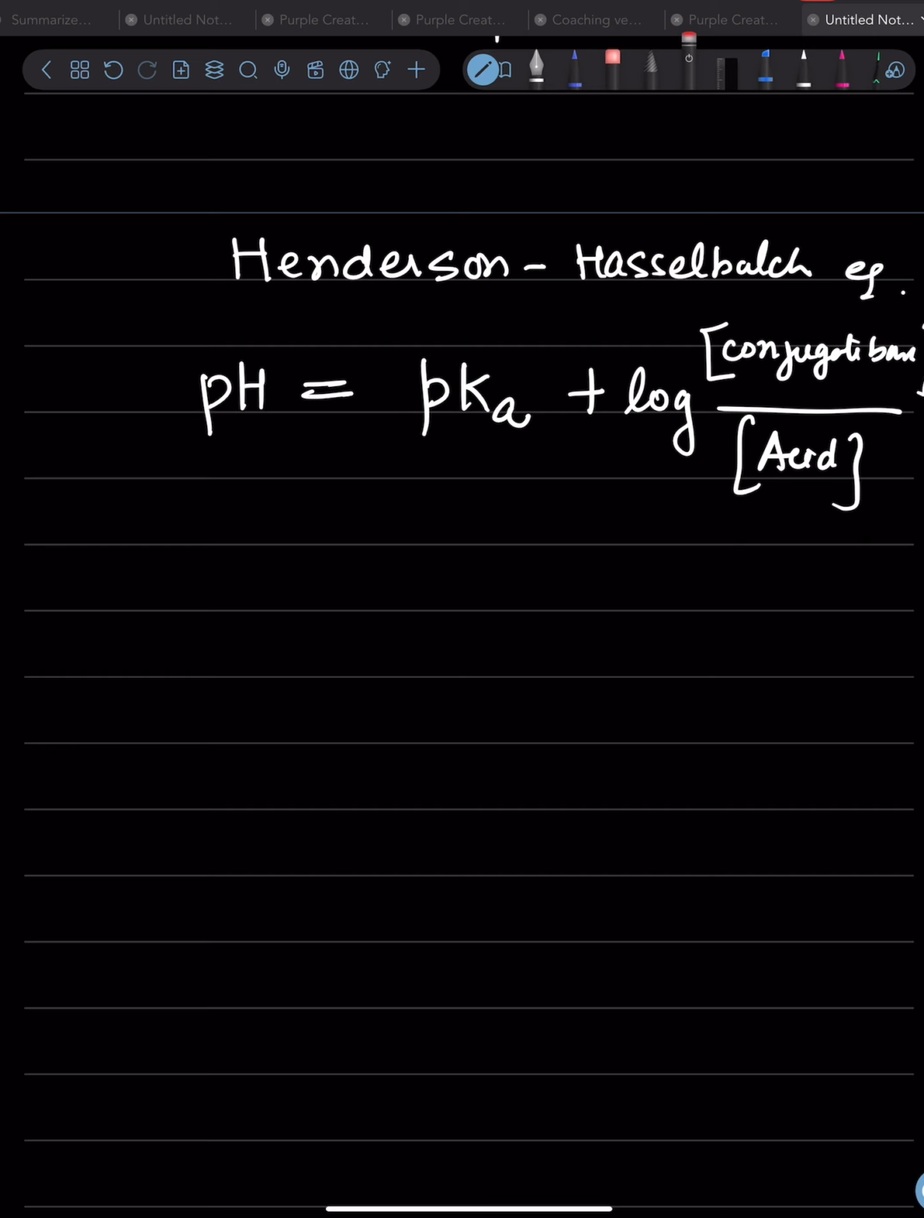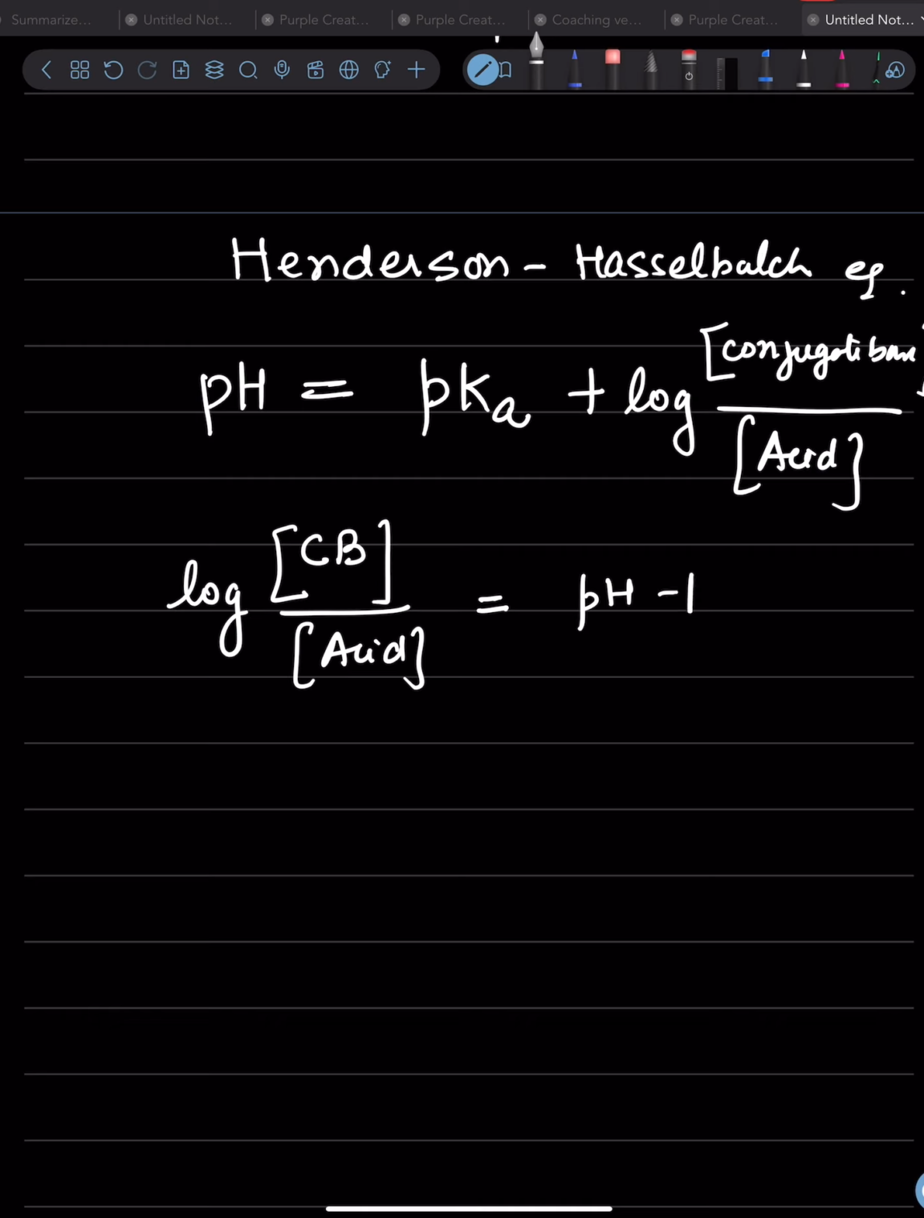Okay, so I can rearrange this to log of conjugate base, for which I'm just writing Cb, divided by the concentration of acid, is equal to pH minus pKa.